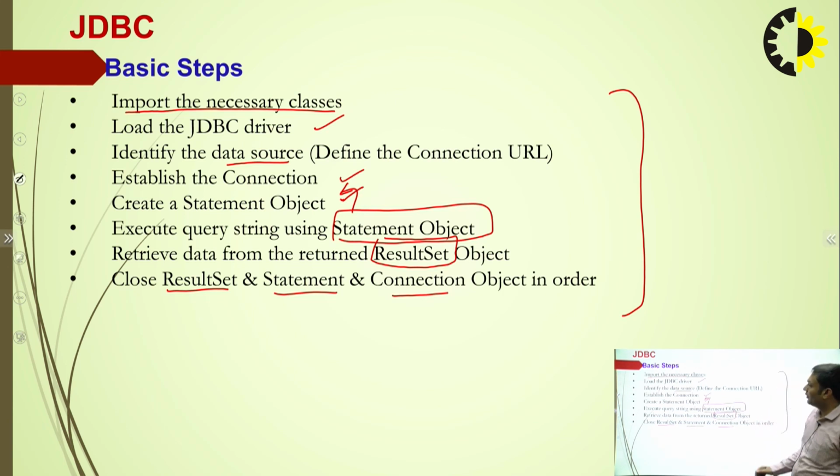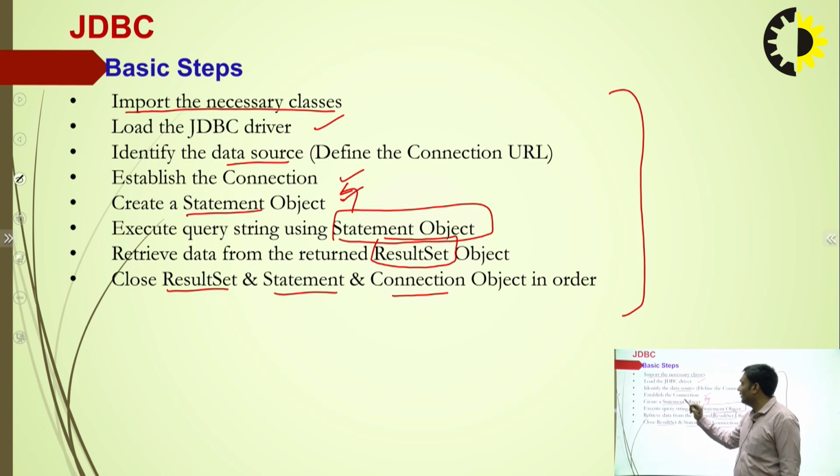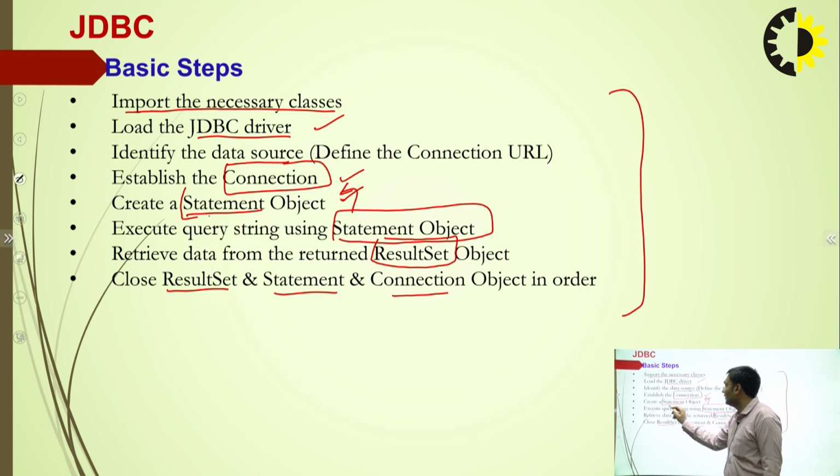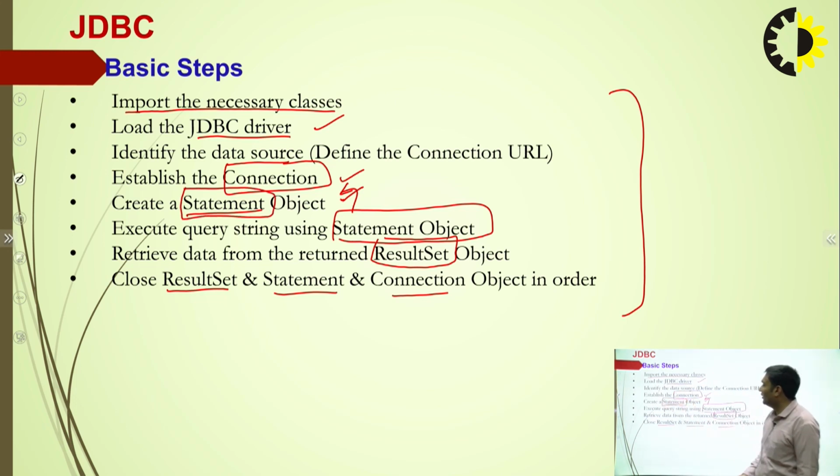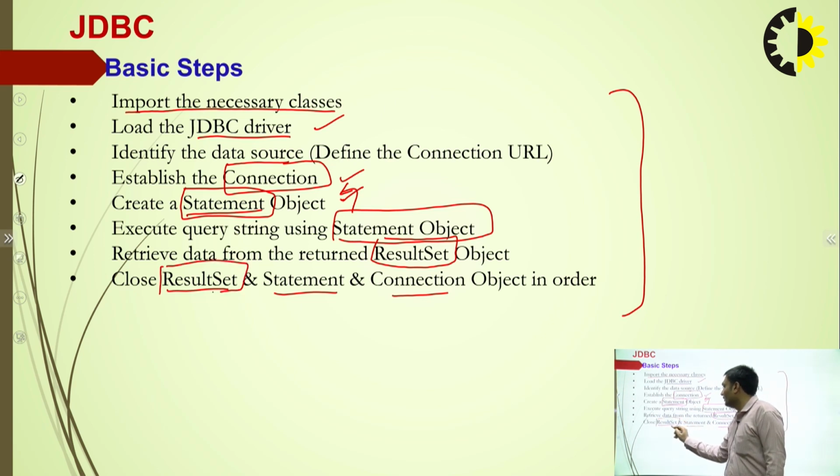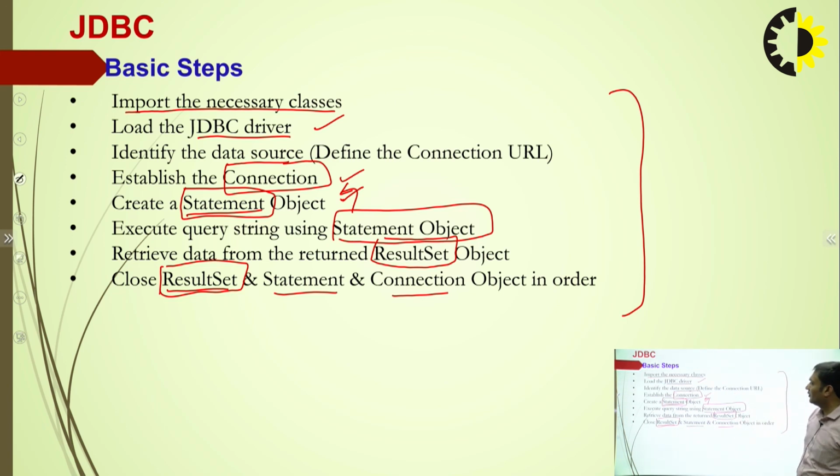So the important classes are Statement, JDBC driver, and Connection, and ResultSet, that we need to remember when we create the program for connecting an application to the database. So let's see an example through which we will better understand the different classes and how these objects work.